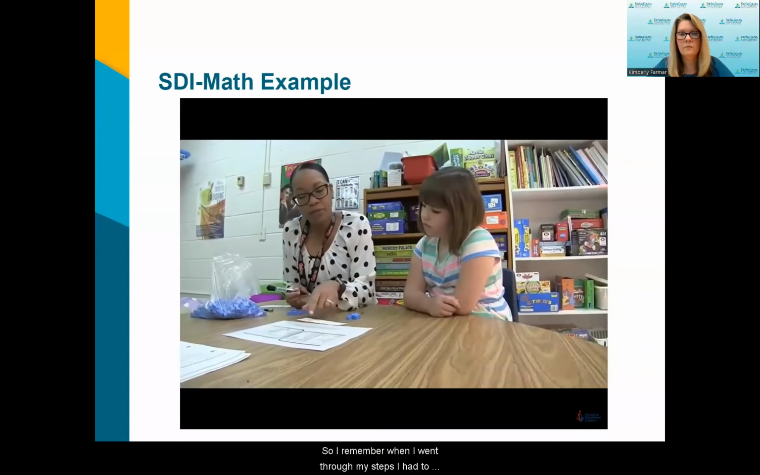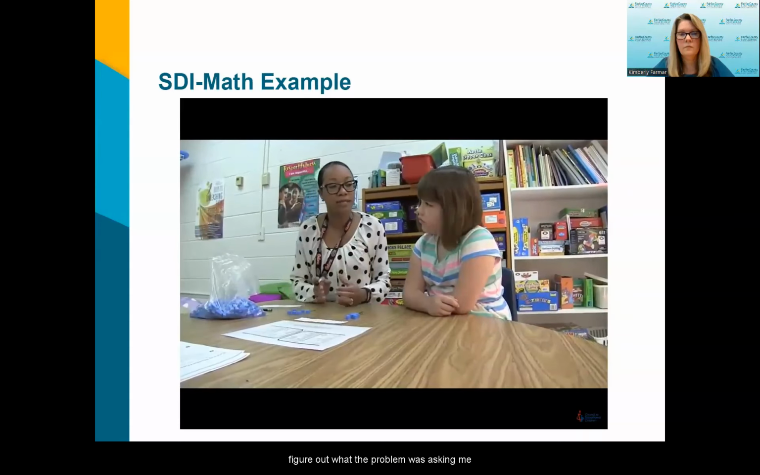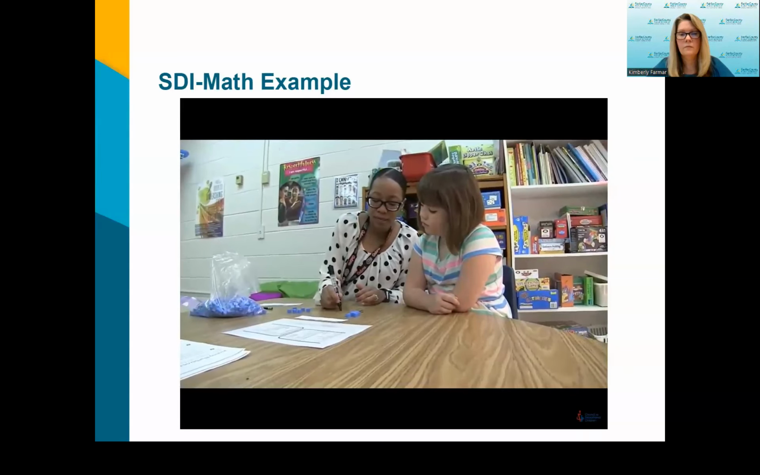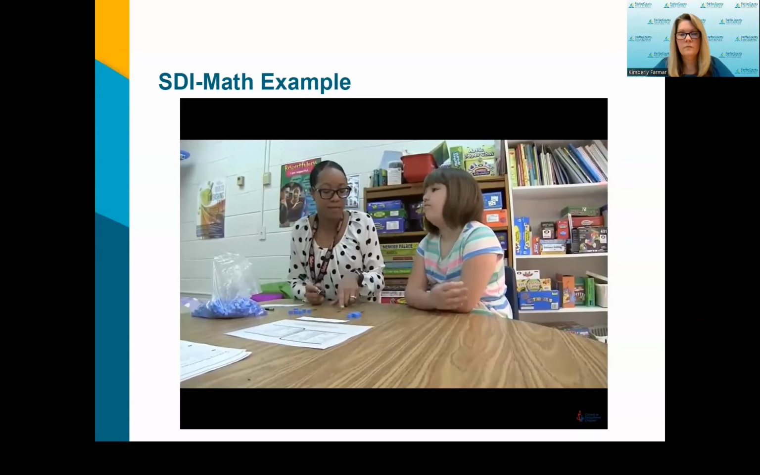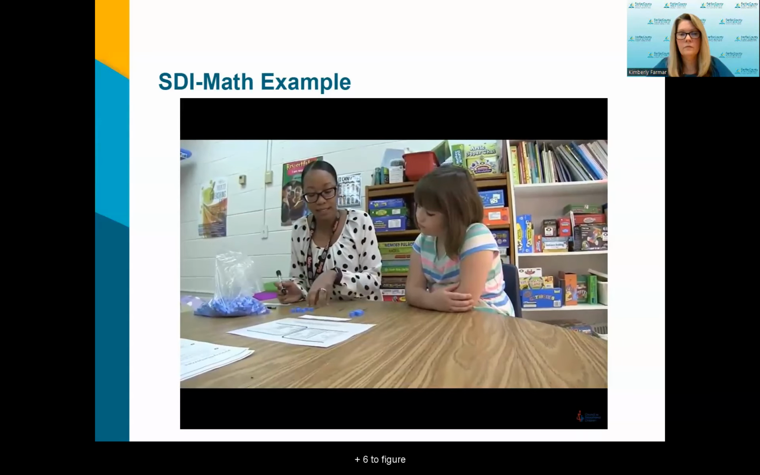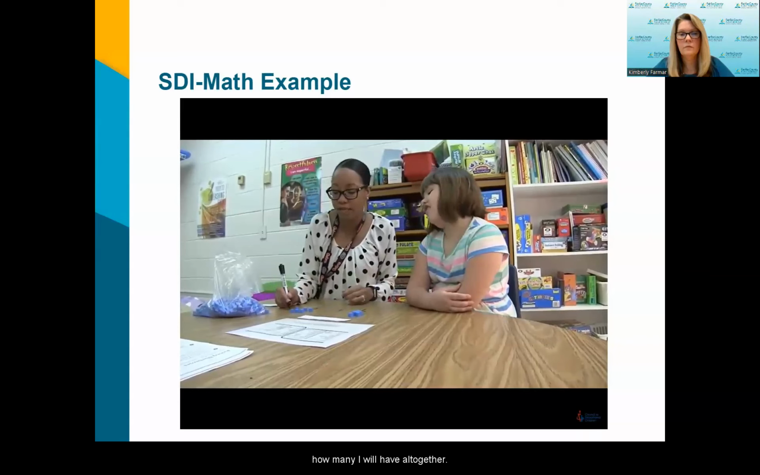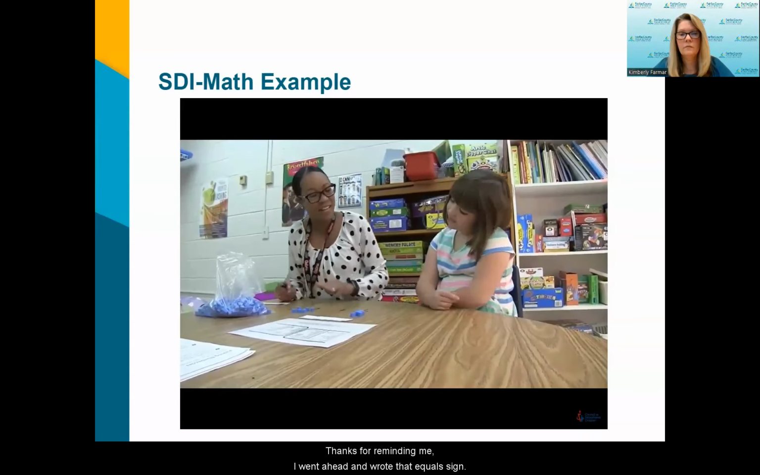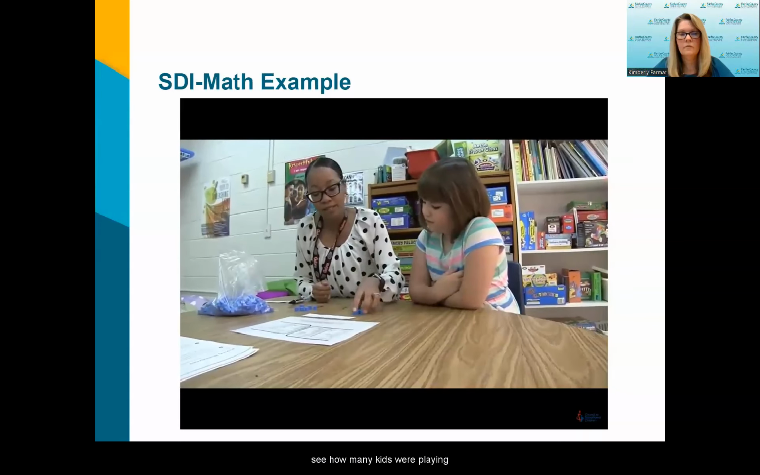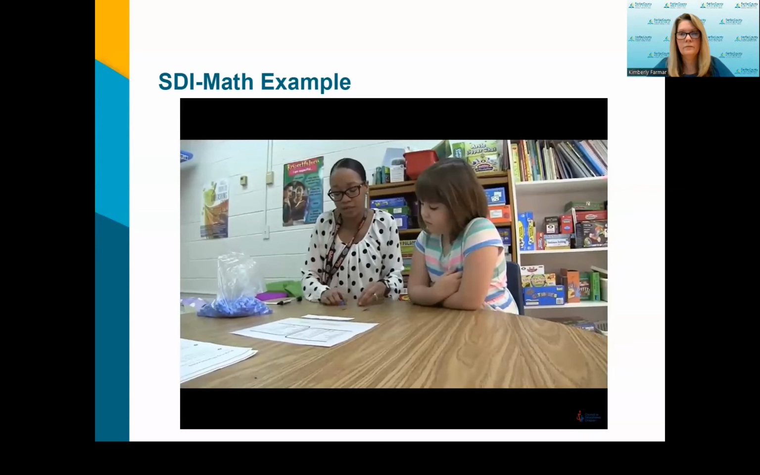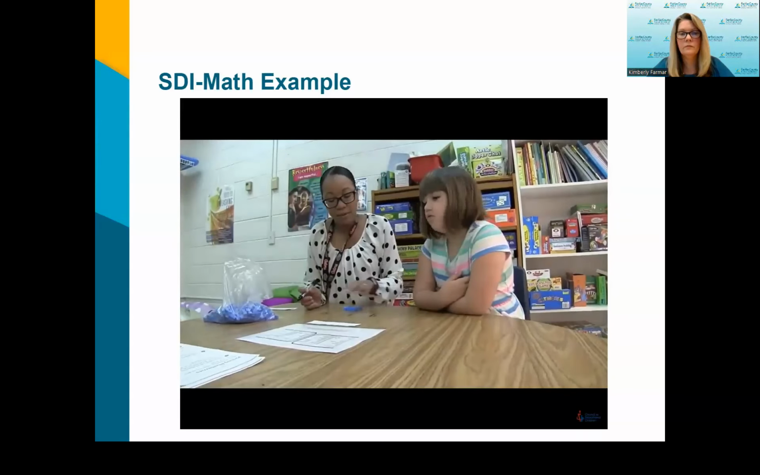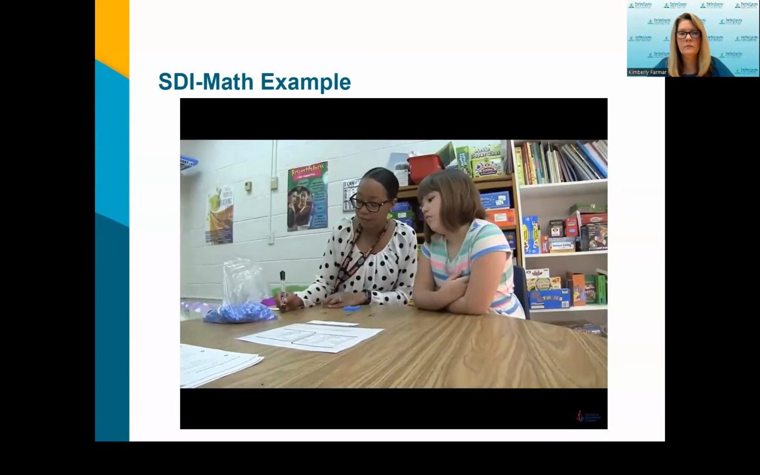So I remember when I went through my steps, I had to figure out what the problem was asking me to do. And I remember it was to add. So between my numbers, I'm going to write that plus sign because that means I need to add. So now I need to add 9 plus 6 to figure out how many I will have altogether. Thanks for reminding me. I went ahead and wrote that inside there. So I'm going to add, or I'm going to combine all of my blocks now to see how many kids are playing in the grass altogether. When I added the 9 plus 6, I got 15.